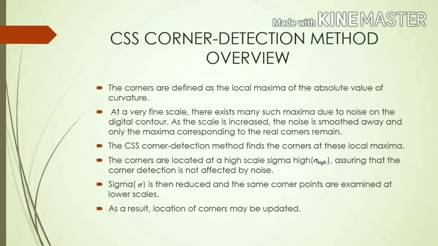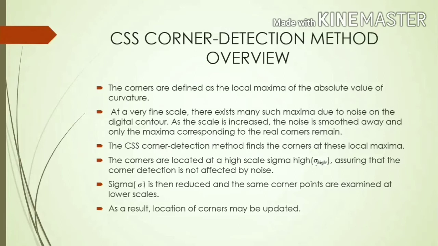As the corner evolves, the actual locations of the corners change. If the detection is achieved at a large scale, the localization of the corners may be poor. So, to overcome this problem, tracking is introduced in the detection. The corners are located at a very high scale, sigma high, assuming that the corner detection is not affected by the noise. Sigma is then reduced, and the same corner points are examined at lower scales. As a result, the location of corners may be updated. This is continued until the scale is very low and the operation is very local.